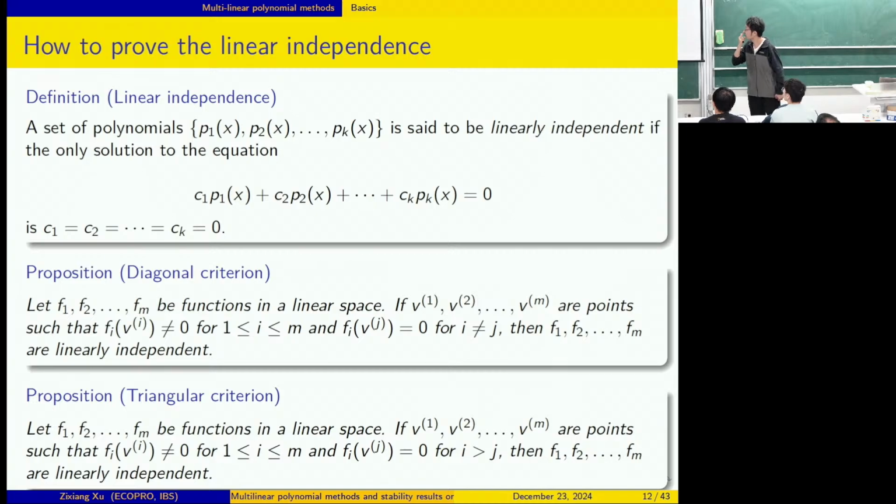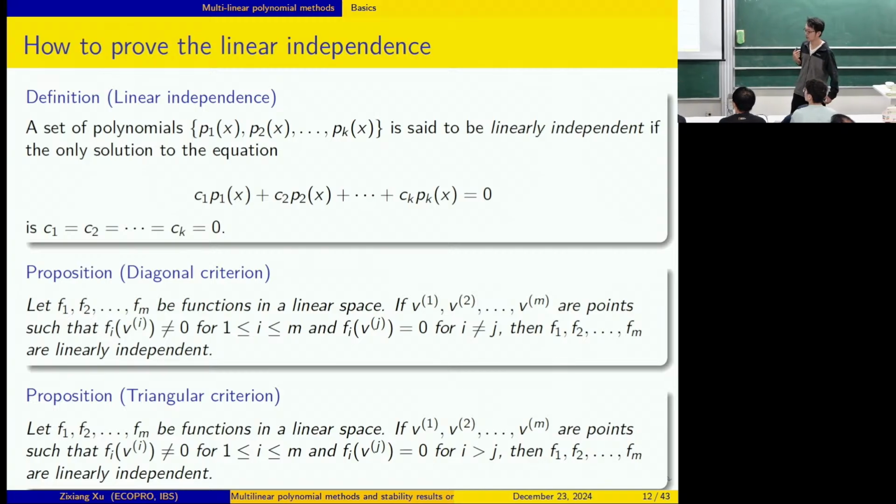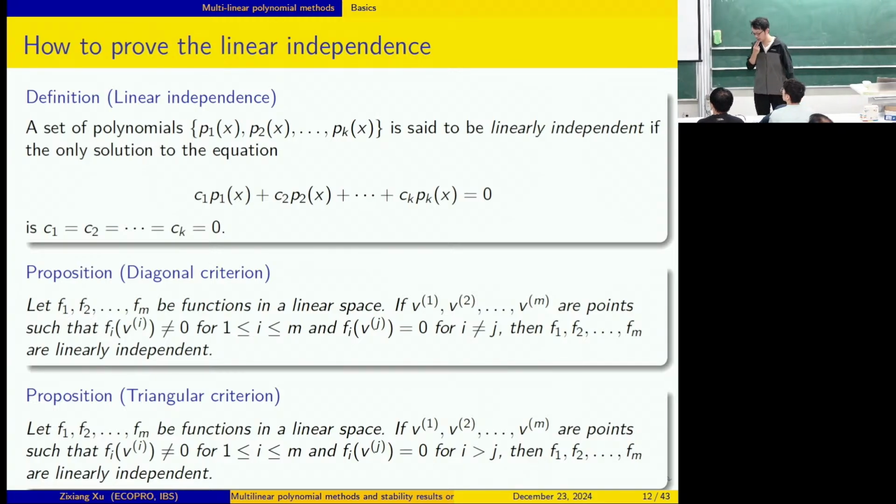Okay, so usually how to prove the linear independence? Basically, it suffices to show that the above equations have only the trivial solution. This is by definition, and you can select an arbitrary field. For example, suppose you can prove the linear independence in the smaller field, then it also works for the larger field.